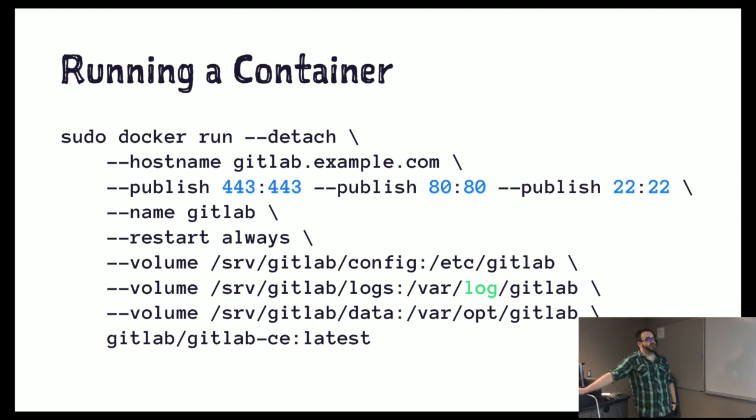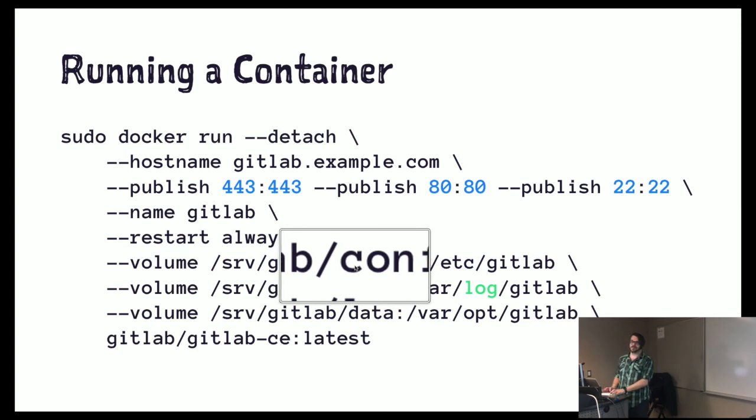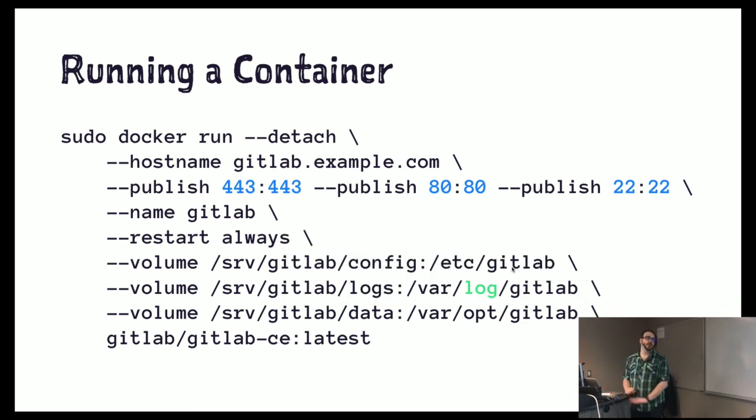Restart always is awfully nice when you don't want your services to be down. So if for any reason your containers stop, that'll turn it back on. Again, these volume commands, same concept, where the path on the left is the path on the host that is then mounted into this particular path on the container. So in this case, the GitLab config directory, which is mounted into /etc/gitlab, makes it so that if you make a change to gitlab.rb, it'll persist if you were to upgrade your container, delete it, and start it again for any reason.